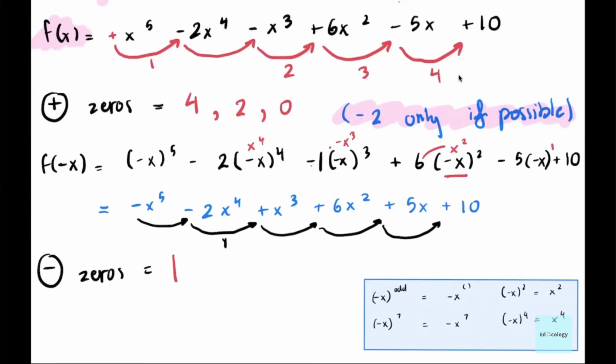Now, they also asked about the imaginary numbers. So, we said that the possible positive zeros is 4 or 2 or 0. And negative zeros is only 1.